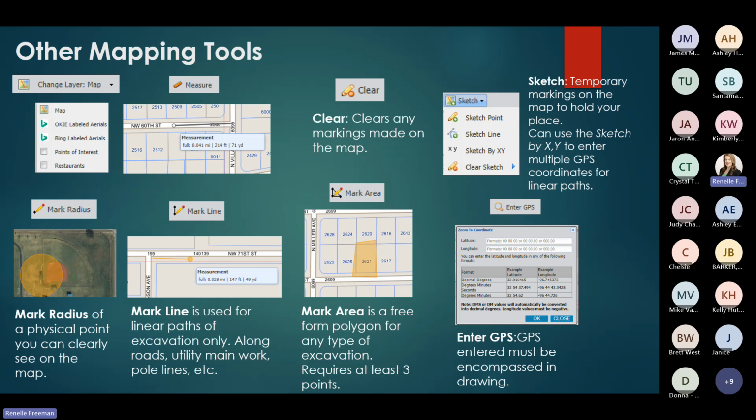Most people use the sketch by XY for when they're entering multiple GPS coordinates for linear paths. So if they've got a starting GPS and an ending GPS for a main line that they're installing or something like that, then they'll put both of those GPS coordinates in there so that they can see them on the map and make sure that they mark the area to encompass those GPS coordinates. So it's a really handy tool if you're somebody who puts in GPS coordinates or multiple GPS coordinates.